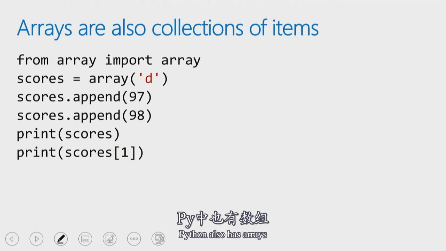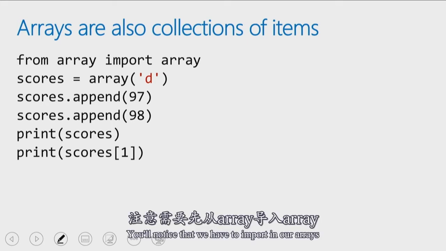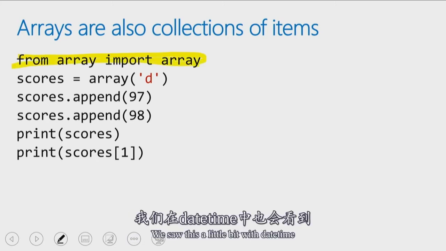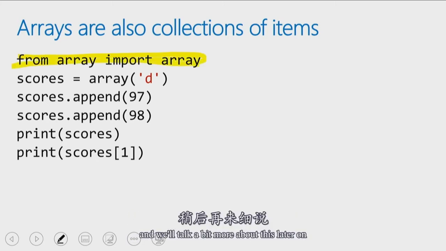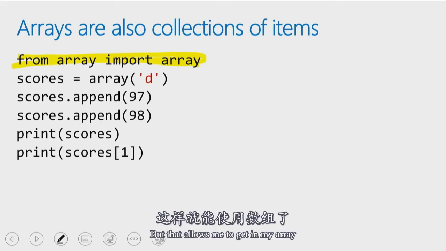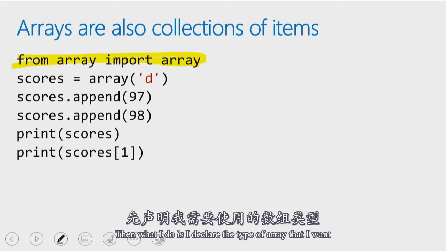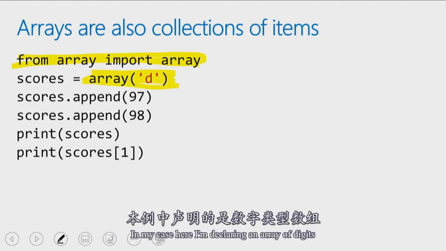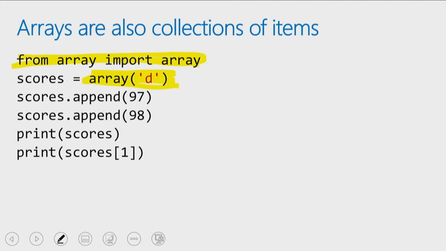Python also has arrays. Now, in order to use an array, it's slightly different syntax. You'll notice that we have to import in our arrays. We saw this a little bit with datetime, and we'll talk a bit more about this later on. But that allows me to get in my array. And then what I do is I declare the type of array that I want. In my case here, I'm declaring an array of digits. And that's what that D stands for.